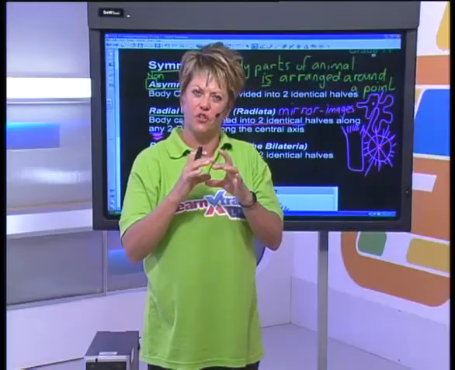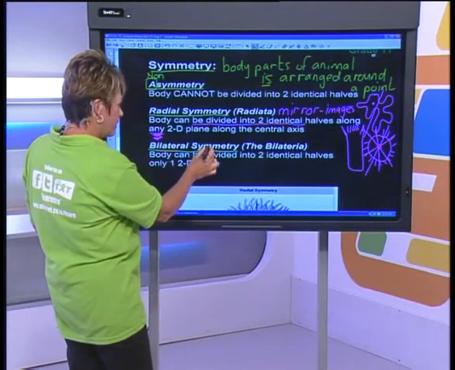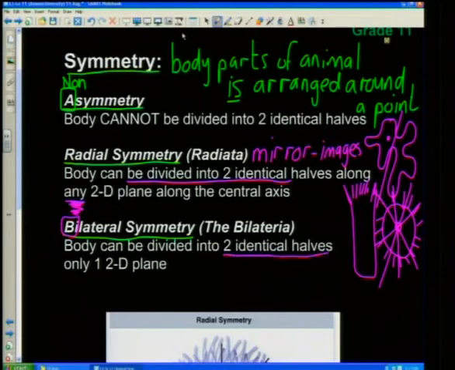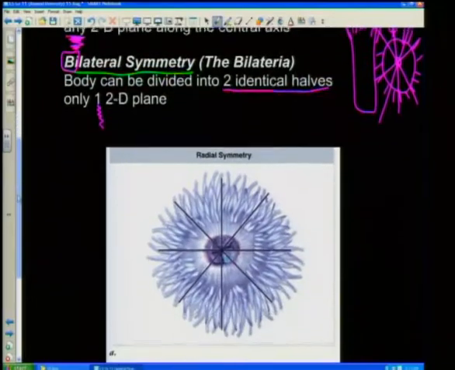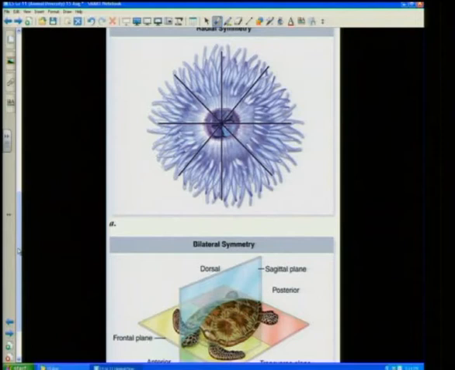So that's got to do with radial symmetry. Think of a radius of a circle. The other one is bilateral symmetry. Bilateral, what does the word mean? Bi means 2. Lateral means sides. The body can be divided into 2 identical halves once again, but only in one 2D plane. Now I've got a diagram here to show you the 2 symmetries. First of all, that's the radial symmetry as I explained to you now. There's the central axis, or the point, in the middle.